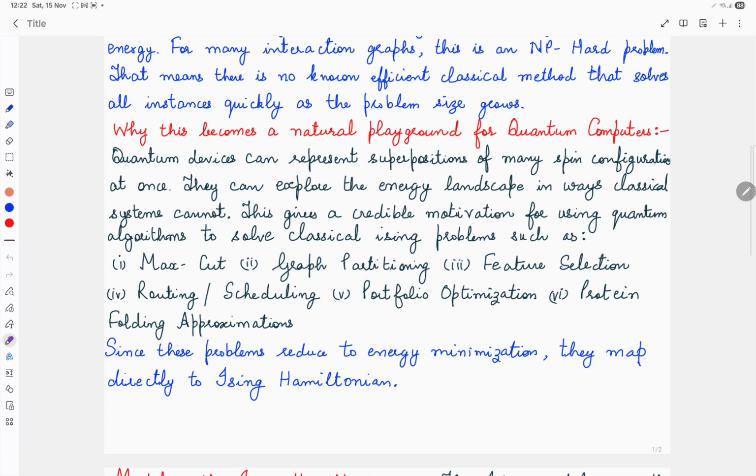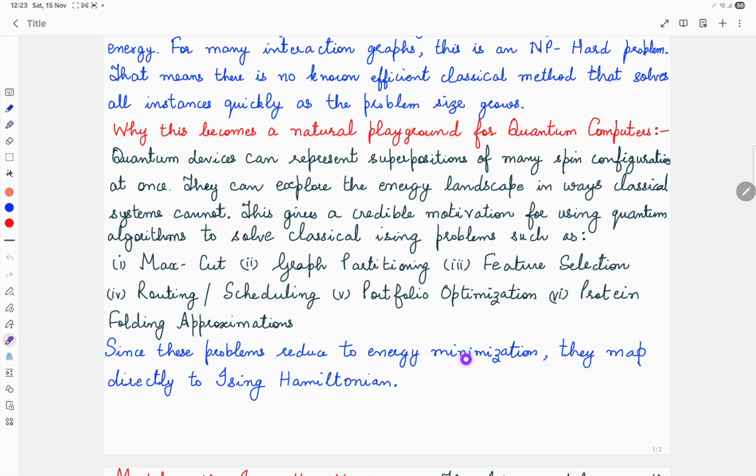a lot of problems in computer science can be solved by this mapping of the Hamiltonian of the problem to the Hamiltonian of the Ising model. Problems like max cut, graph partitioning, feature selection, routing and scheduling, portfolio optimization, protein folding approximation. These are some problems I have mentioned here, and there are many other NP-hard problems which can be solved using this approach.